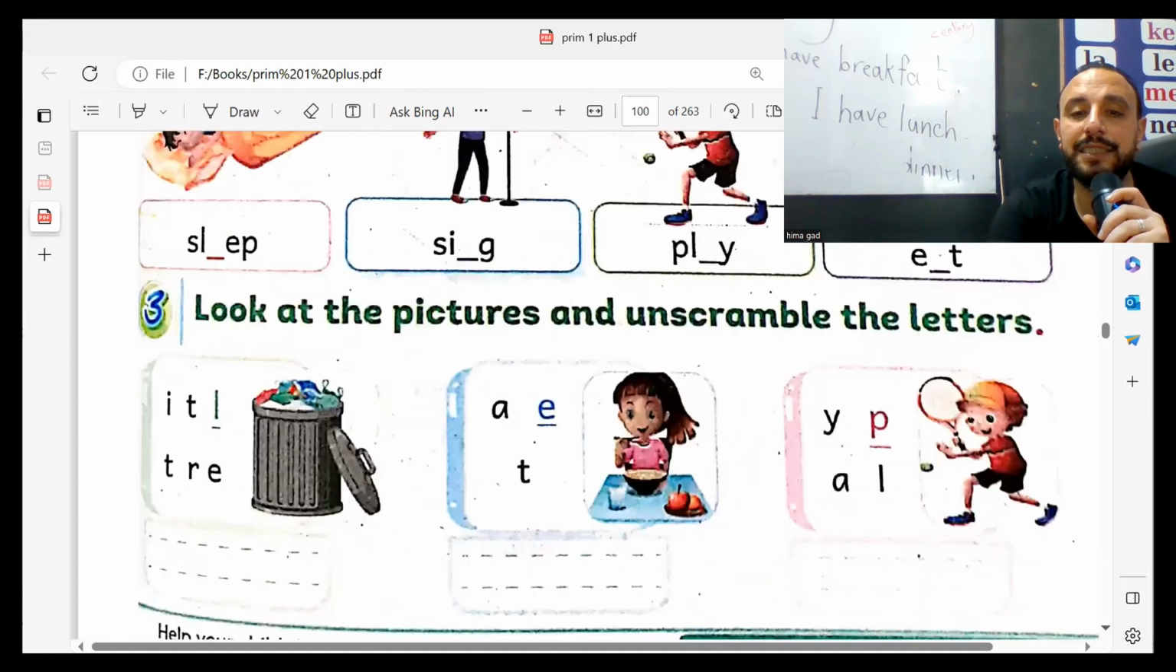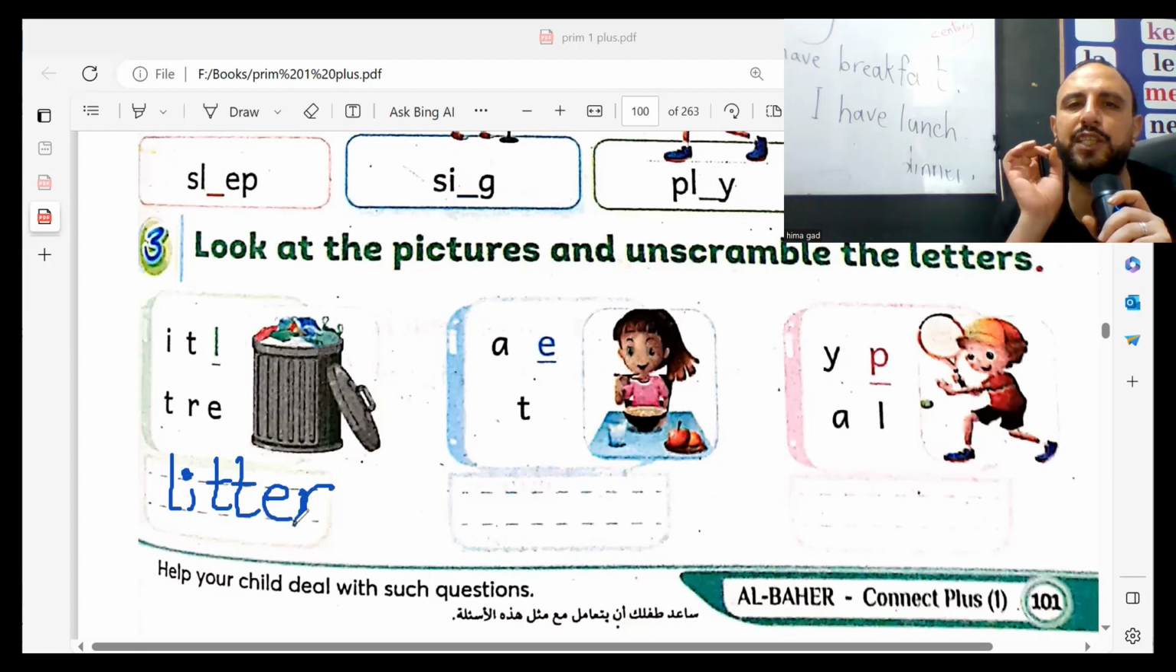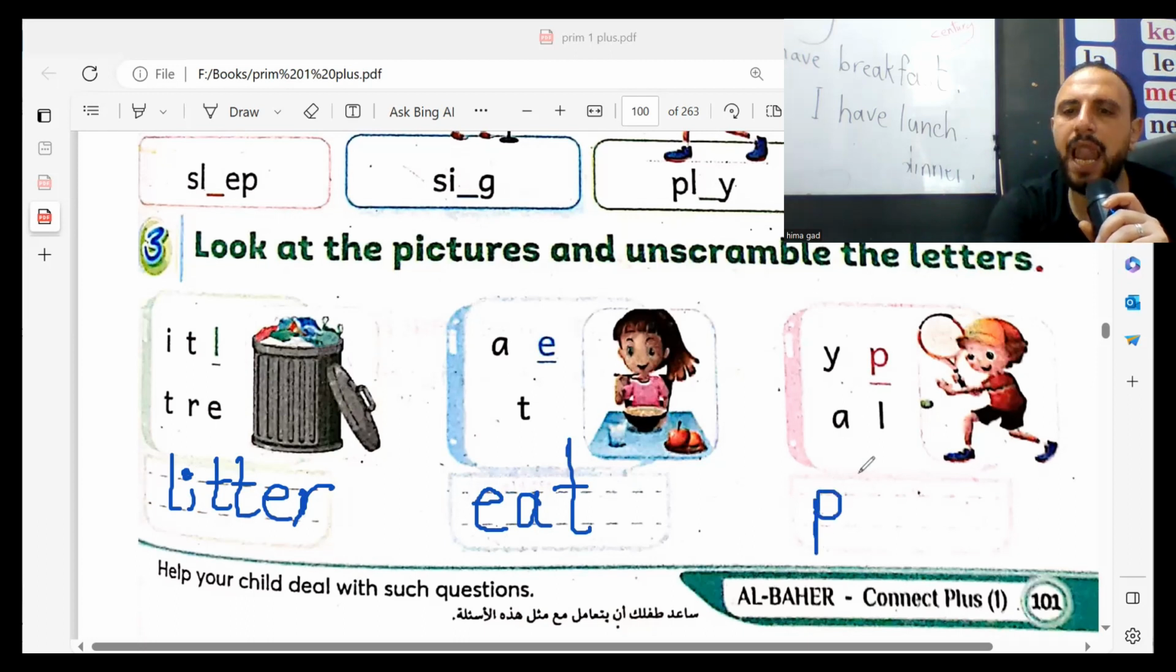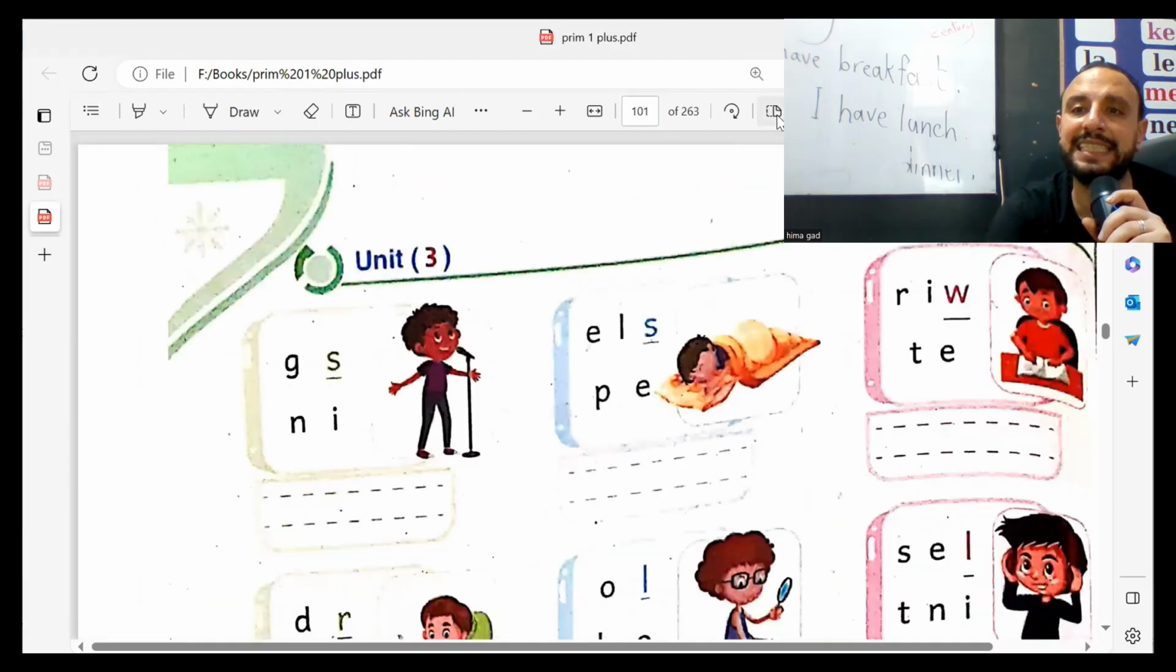Could you spell litter? L-I-T-T-E-R, litter. Eat: E-A-T, eat. Let's spell play: P-L-A-Y. Litter, eat, play. And now, let's spell sing: S-I-N-G, sing.